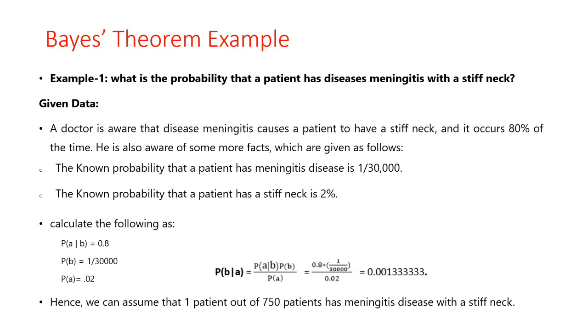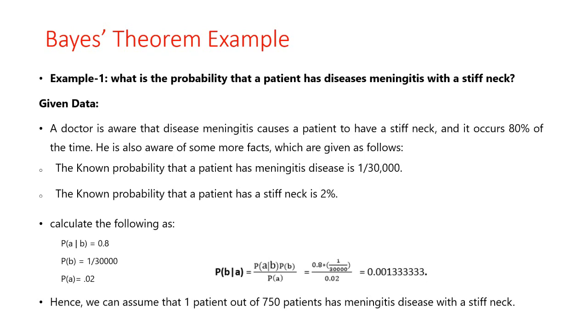So here we have a given data. A doctor is aware that the disease meningitis causes a patient to have a stiff neck, and it occurs 80% of the time. He is also aware of some more facts, which are as follows. The known probability that a patient has meningitis is 1 divided by 30,000.